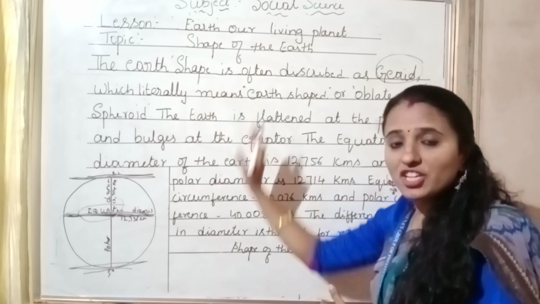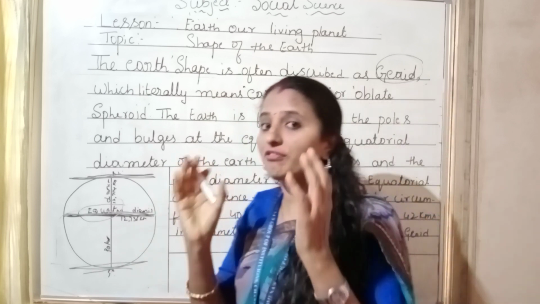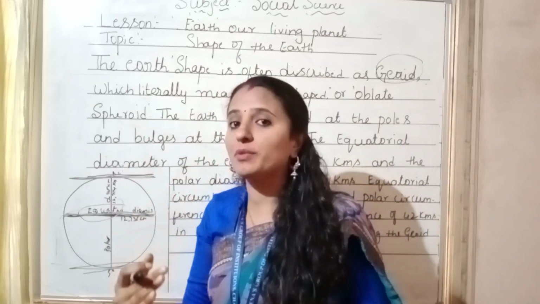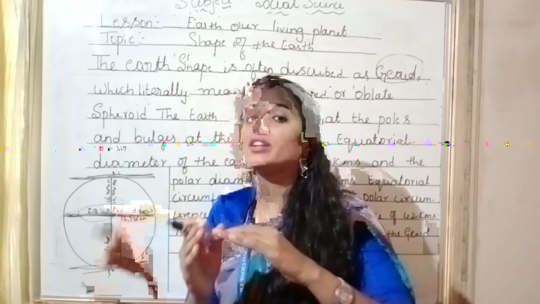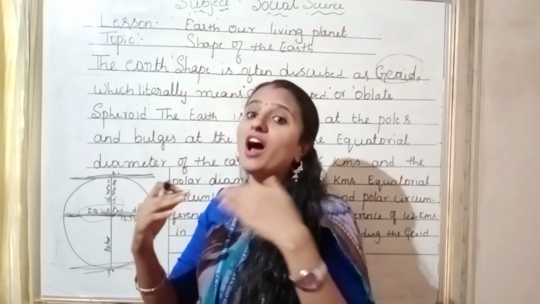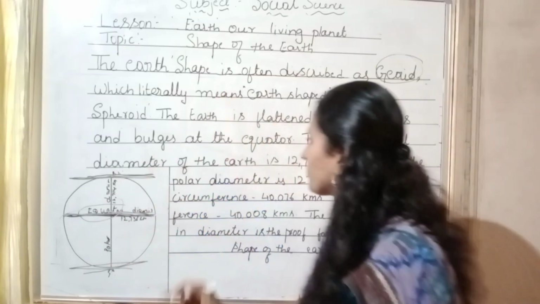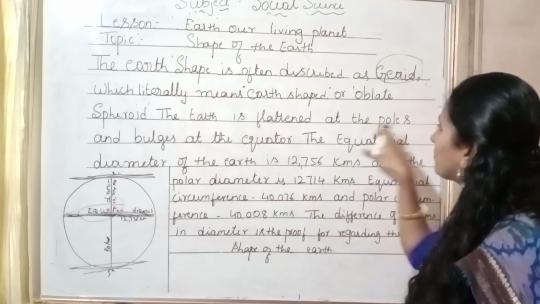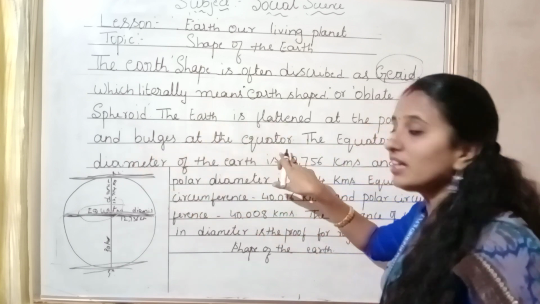So this is the explanation about how the Earth is not flat. Most people think that the Earth is flat. So it is a geoid shape actually. How is it considered as a geoid shape? So this is the explanation for how the Earth is a geoid shape. So you understood that the Earth is flattened at the poles and bulges at the equator.